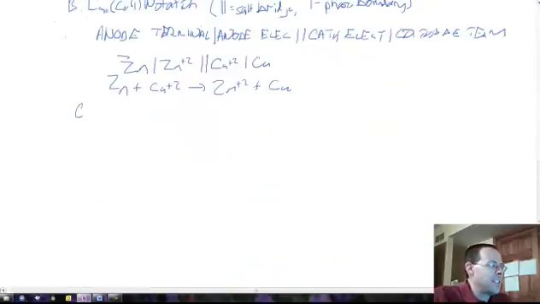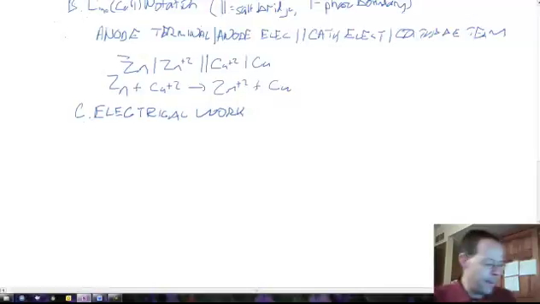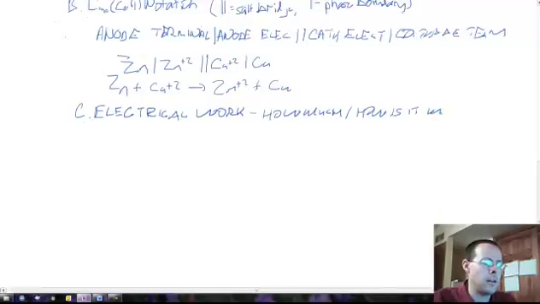Alright? So our next thing is going to be C, which is electrical work. Alright, electrical work. And really, electrical work is concerned with how much work can be done, and how is it measured. Alright, so the first thing is, it is measured by a unit called electromotive force.